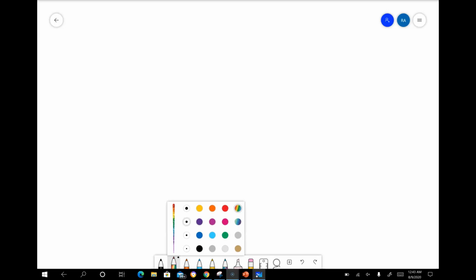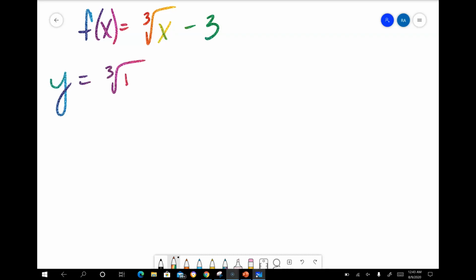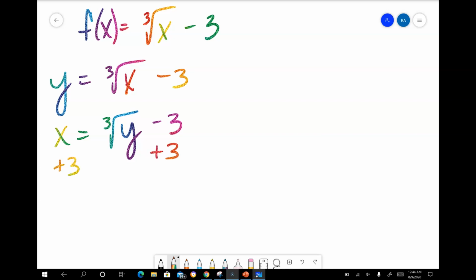So we have f of x is equal to the cube root of x minus 3. Same thing: y equals the cube root of x minus 3. Switch your x and y. Now let's start getting rid of stuff. The 3 is not under the root, so we need to get rid of it first. We have x plus 3 is equal to the cube root of y.